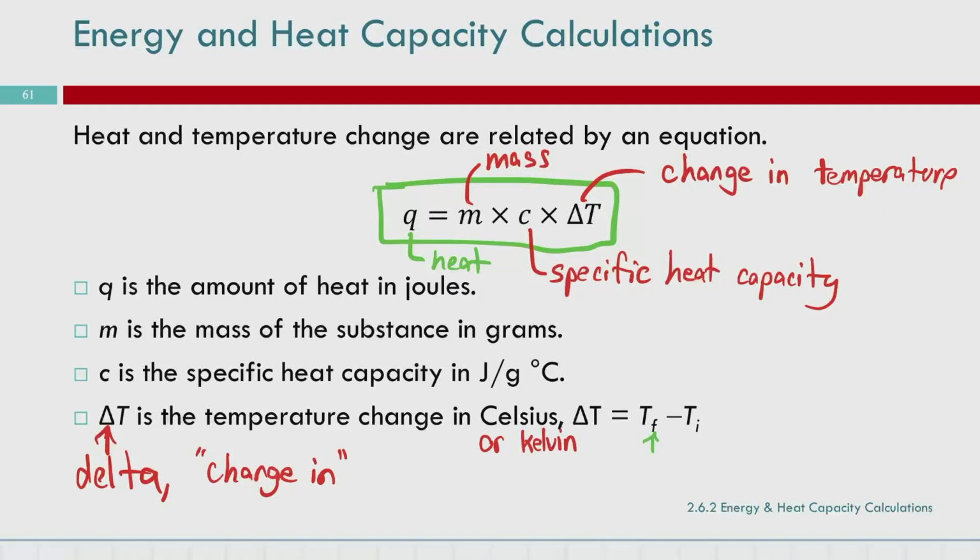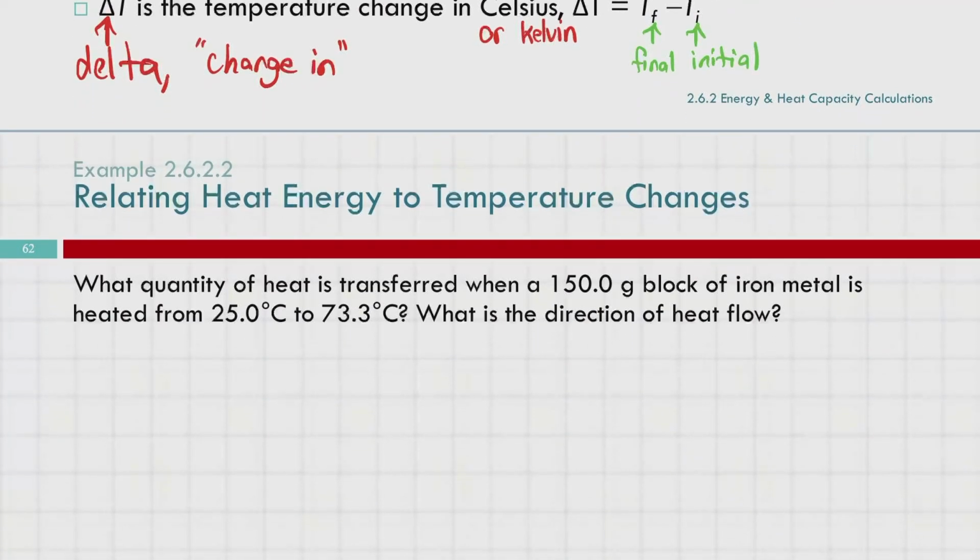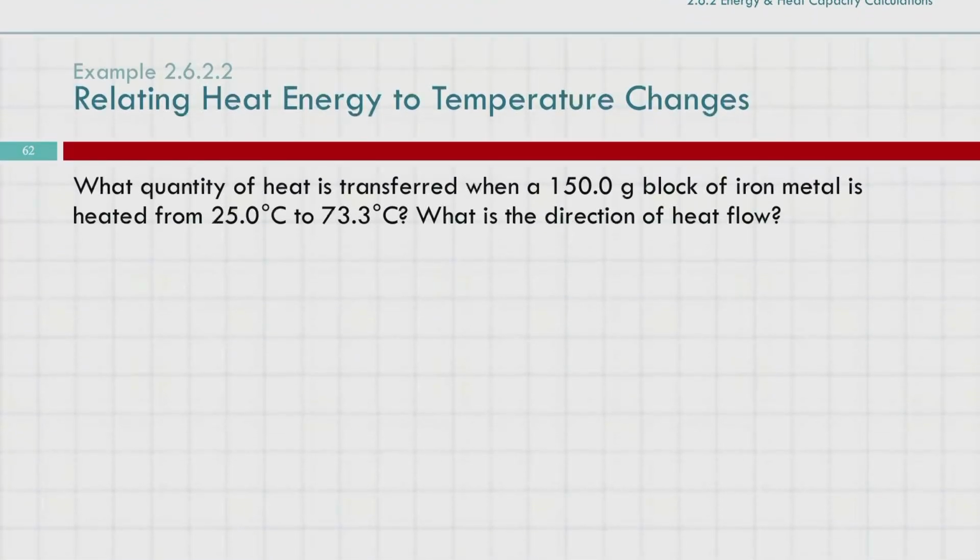And the change in temperature formula is the final temperature minus the initial temperature. And it's common to use these little subscript F's or I's to indicate final or initial. So TF minus TI is change in temperature. All right, we can use this formula to solve questions like this.